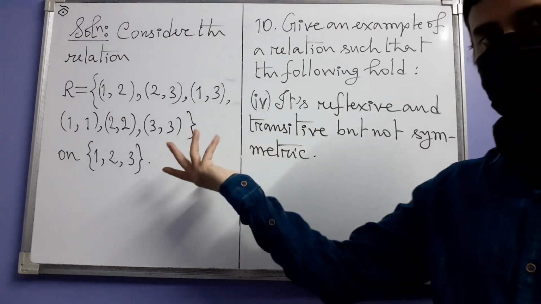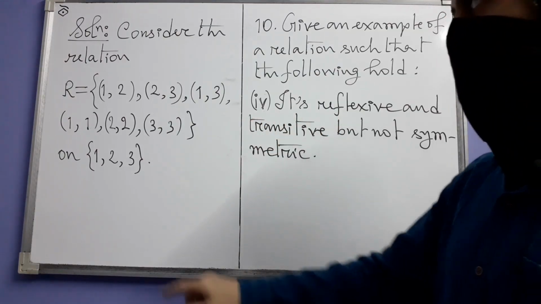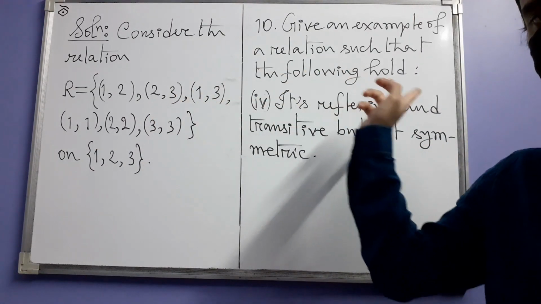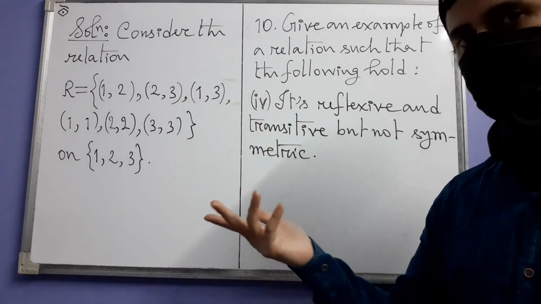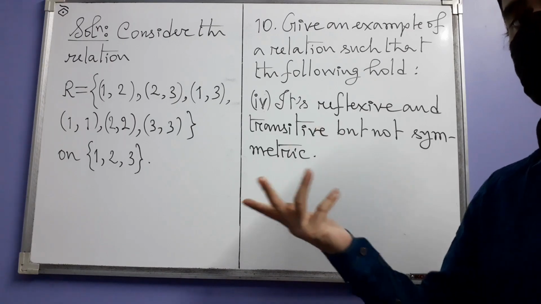And you can also verify transitivity by considering those combinations. Let me give you one example. You have (1, 2) and (2, 3), so you have (1, 3), which in the previous relation you did not have. And other possible combinations, none of them will cause any problem to transitivity.